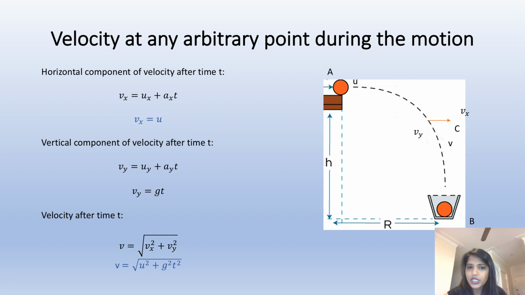Now let's jump to vertical velocity. For vertical velocity, again I'm using the same equation of motion. Again I know that my uy, that is my initial vertical component of velocity, is 0, whereas my vertical component of acceleration is g, and after substituting the values I will get the vertical component of velocity after time t as gt. Now I would be applying vector analysis over here to find the resultant velocity, because it is a vector quantity, so my resultant would be square root of vx square plus vy square. Now substituting the value of vx and vy, I would get this resultant.